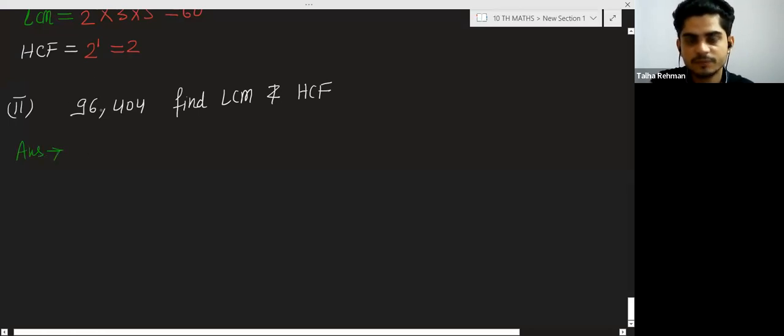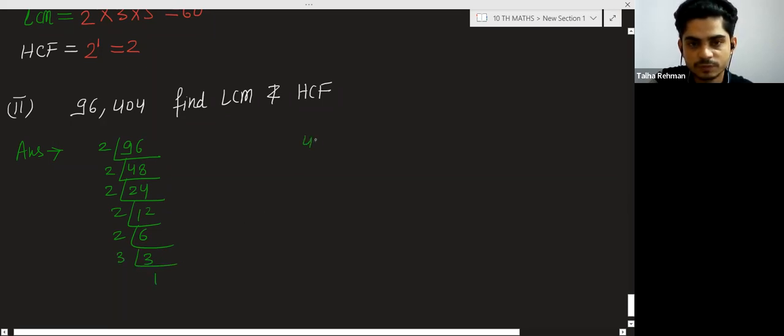So first we will factorize 96 into its prime factors. So this will be 2 into 48. This will be 2 into 24. This will be 2 into 12. This will be 2 into 6. This will be 2 and 3, and this is 3 and 1. And 404, I will divide it by 2. This will become 202 and this will become 101.